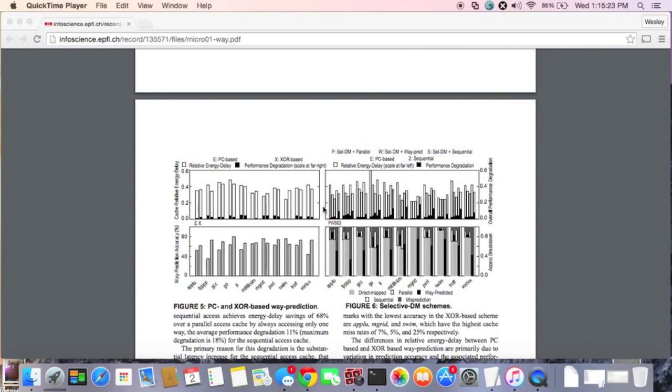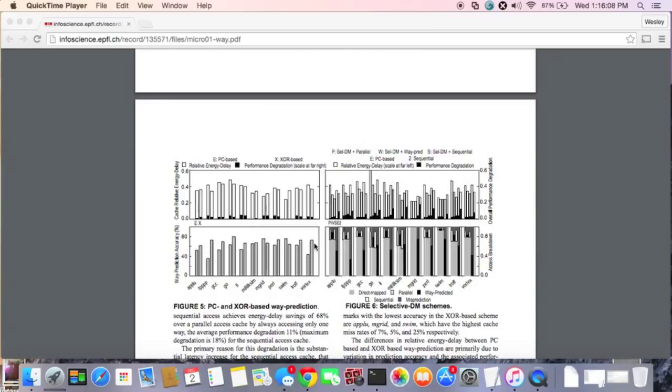All right, so a little note about the graphs in this paper. They are kind of ugly because they double up on graphs. So in this one, E, PC-based, X, XOR-based, E and X right here. And they doubled up on the graph by showing the relative energy delay for these, lower is better, and performance degradation, lower is better, for PC-based and XOR-based way prediction. So we see a little bit less energy in the XOR-based approximation for way prediction, but not too much performance degradation, so that's kind of nice.